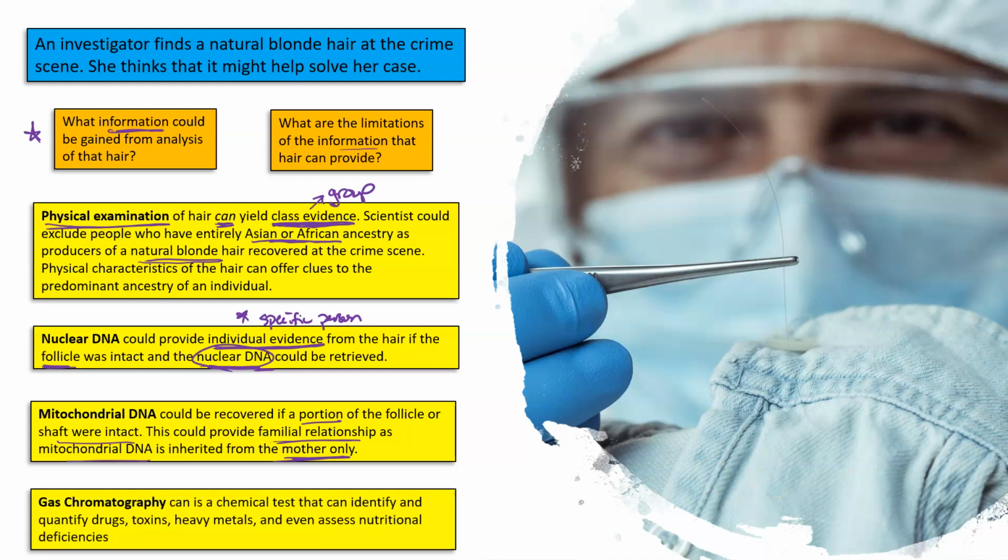Okay, and then gas chromatography can be a chemical test that can identify and quantify drugs, toxins, heavy metals, or even assess nutritional deficiencies. That's more of a form of chemical analysis of a hair, but it definitely can provide information from a hair as the physical examination of the hair happens.